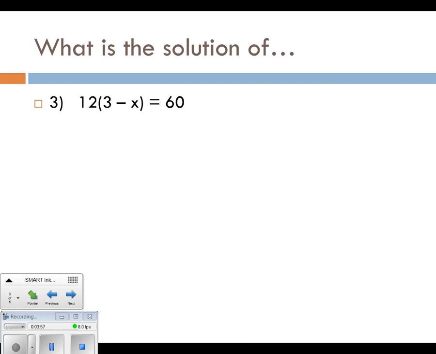In this problem, we have parentheses in the multi-step equation. And so what we want to do to get that x all alone, you see the x is inside the parentheses there, you want to use the distributive property to get rid of the parentheses. So 12 times 3, and then minus 12 times x, and that equals 60. And then to get the x alone, you're going to first subtract 36 from both sides.